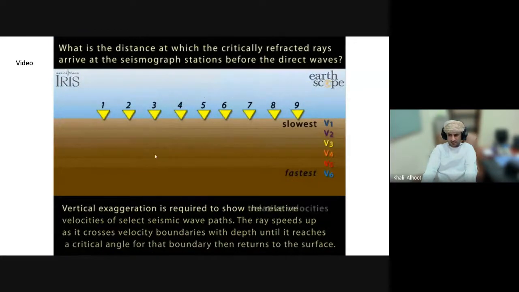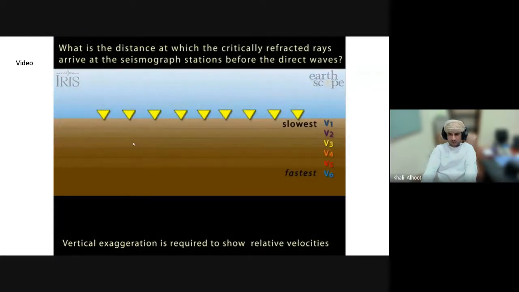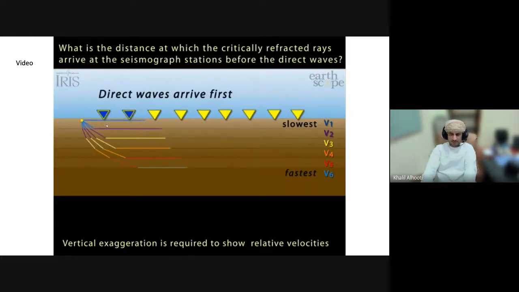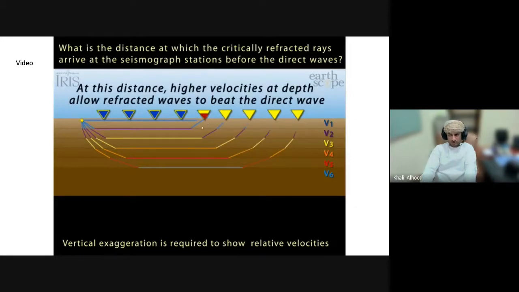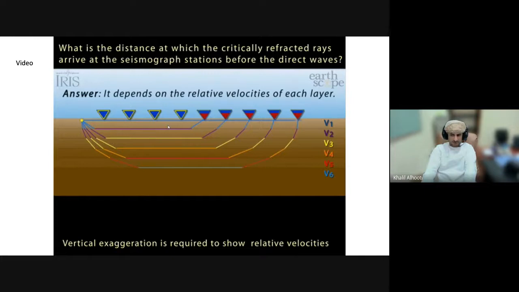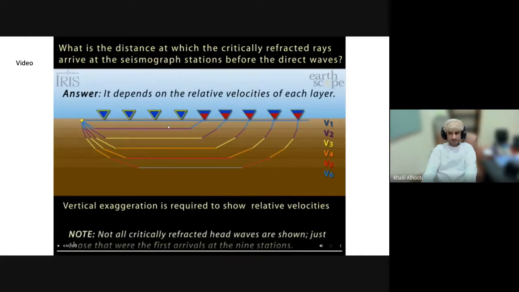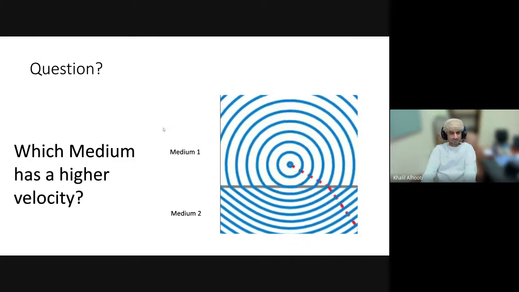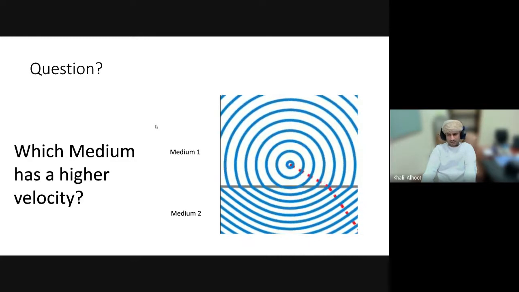So this is the last animation. Fortunately, it's without sound. Again, instead of just two layers, I have multiple layers, and the velocity of each layer is increasing as we go deeper. At least for this one, the energy from head waves, from refraction, arrived earlier than the direct. This is very important to understand, because that's what we will discuss in more detail in the following week, probably.